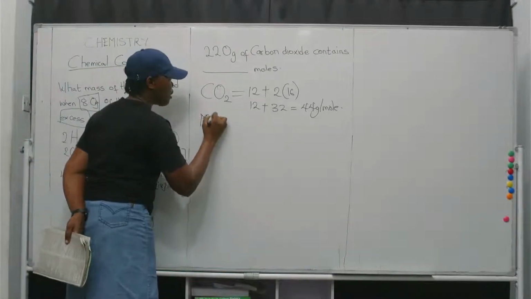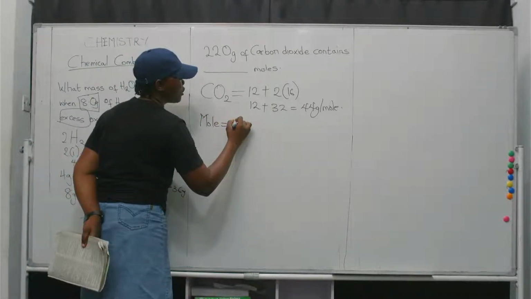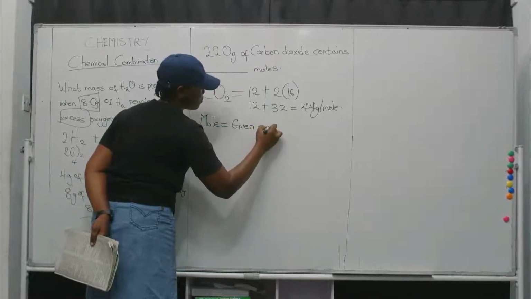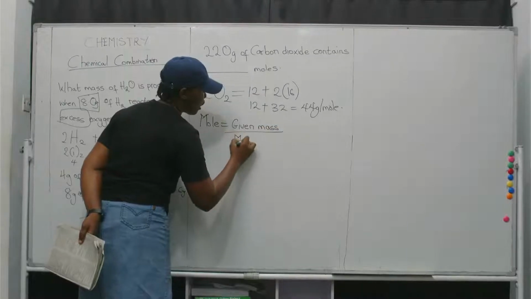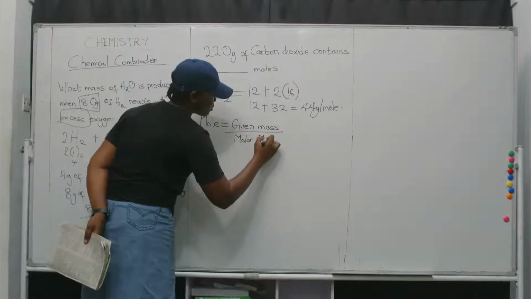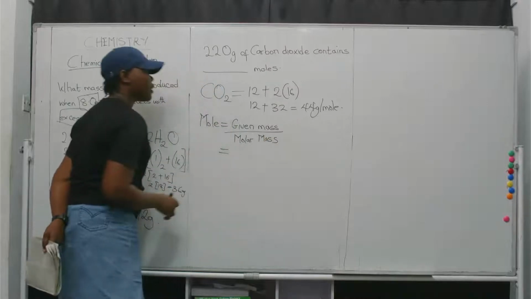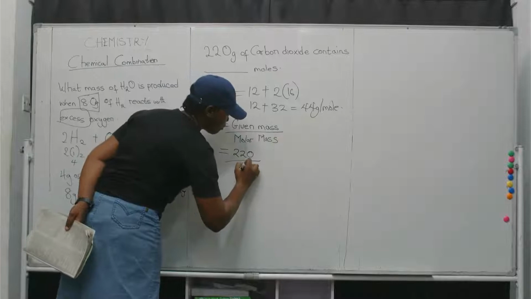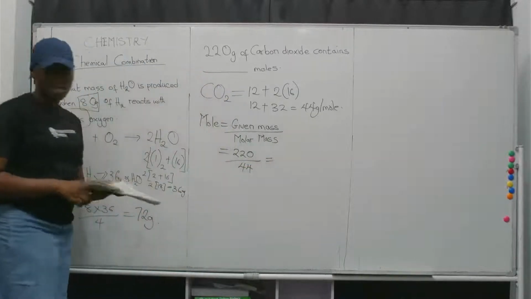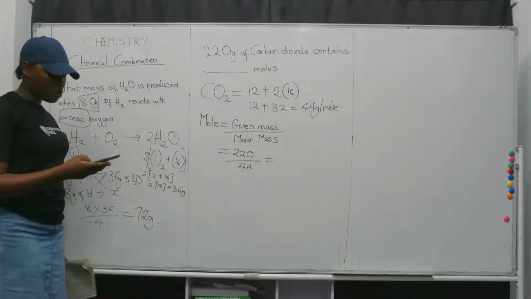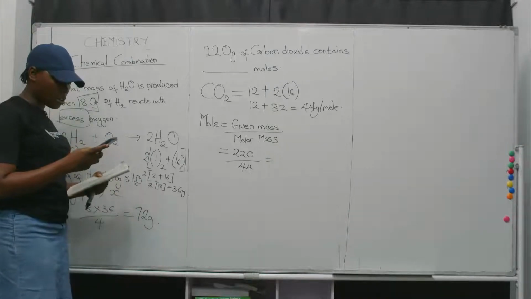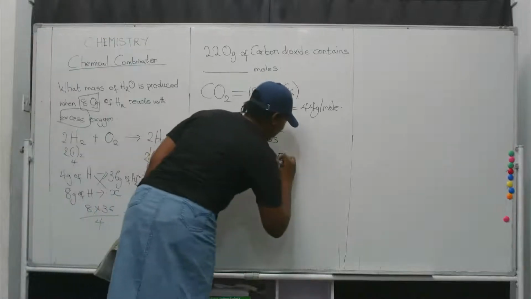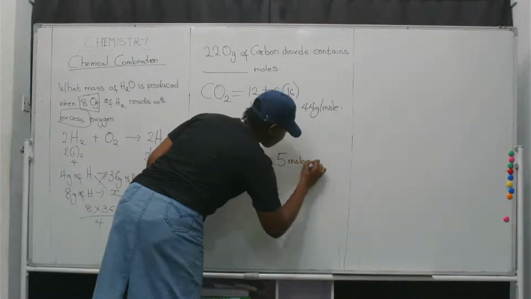We're told to calculate the number of moles. Mole is equal to given mass over molar mass. So mass here is 220 divided by molar mass 44. 220 divided by 44 is 5 moles. So this is the answer.